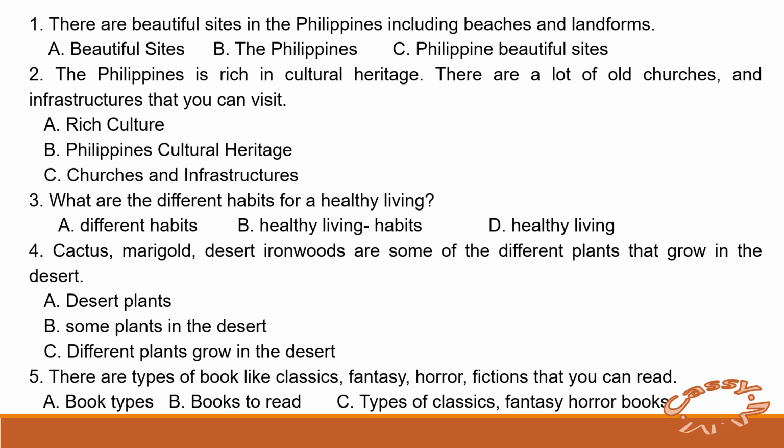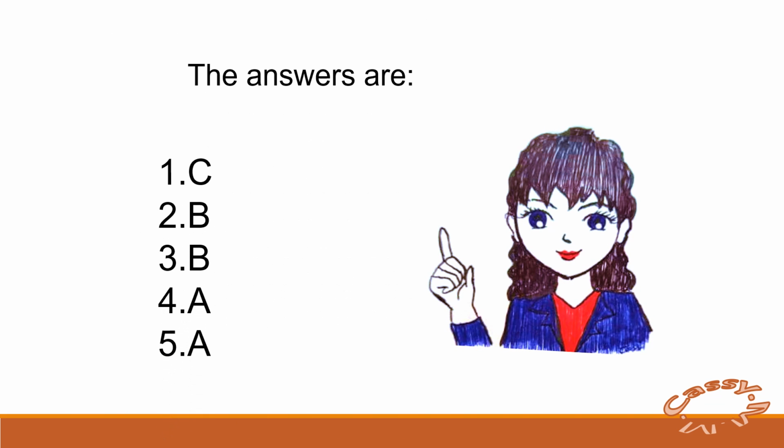Let's do the last activity. Make the search of information precise. Choose the right keywords for the following sentence. Write the letter of the correct answer for each number. The answers are 1. C, 2. B, 3. B, 4. A, and 5. A.